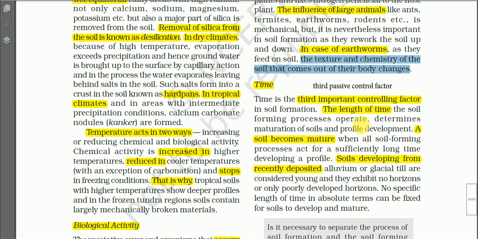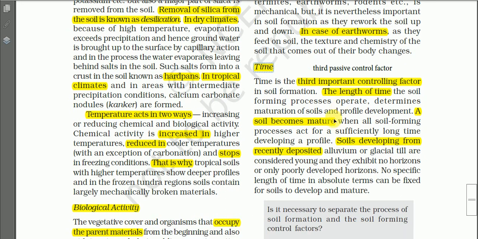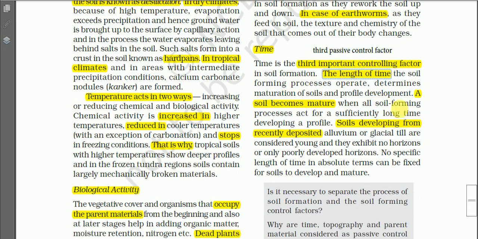Then the last factor is time. Time is the third passive control factor controlling soil formation. The length of time the soil forming processes operate determines the maturation of the soil and the soil profile development. Length of time will determine the maturity of the soil and the development of the profile. That means the development of layers of soils.